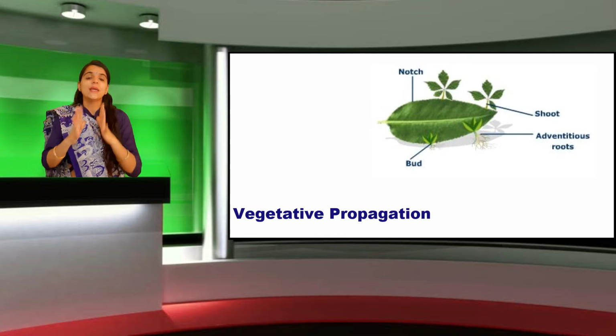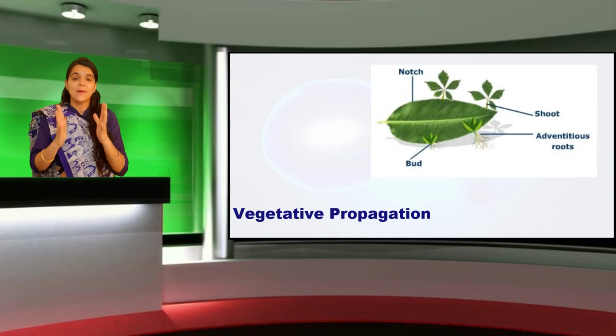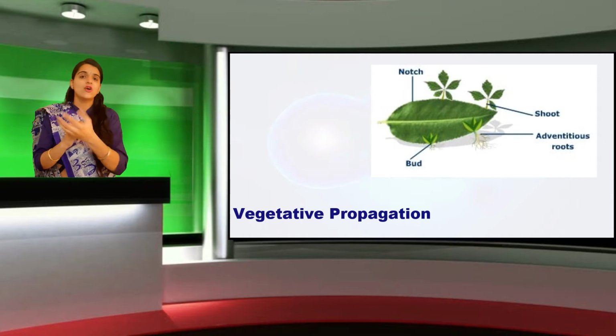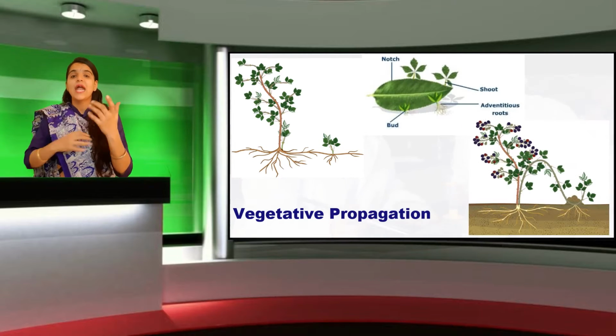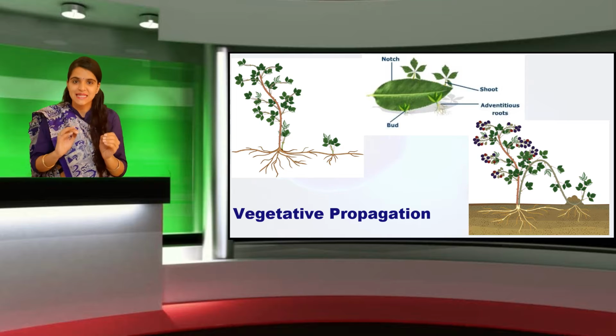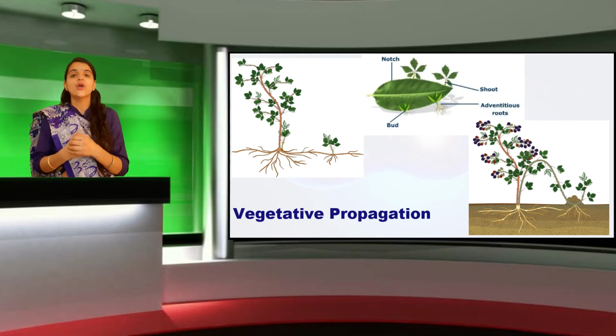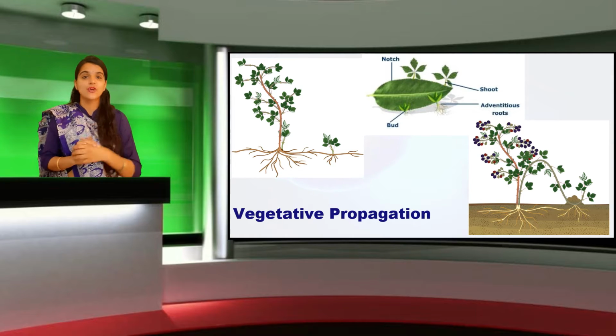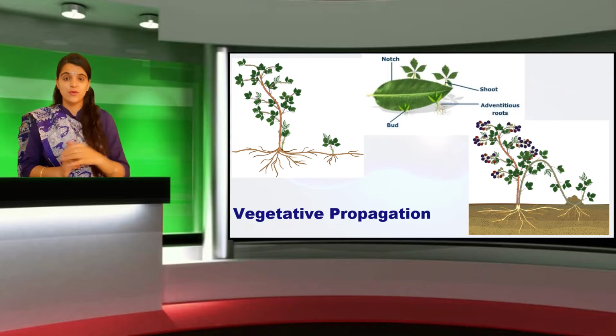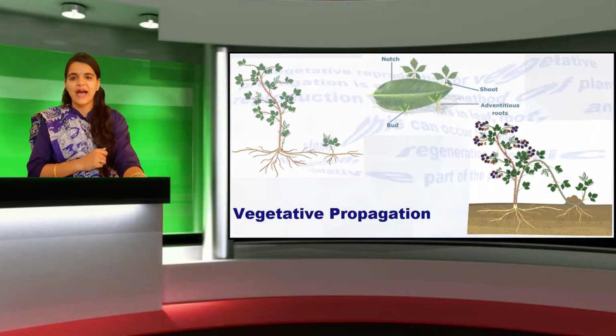So in this uniparental one, students, what happens? We take any vegetative part, it may be root, it may be leaves, it may be stem, and we are able to form a new organism, a new plant. Then we call it what? We call it vegetative reproduction. Now we have a definition of vegetative reproduction. Just have a quick read of that.